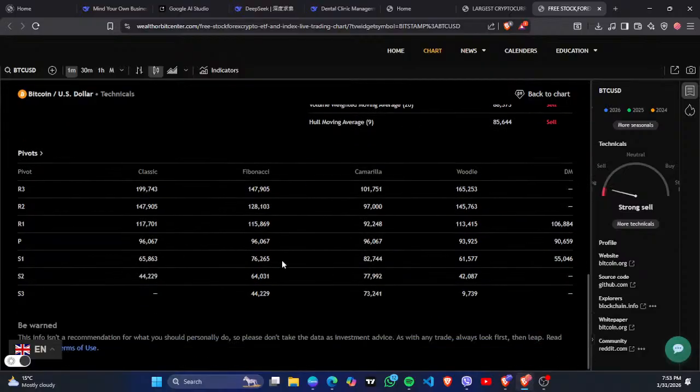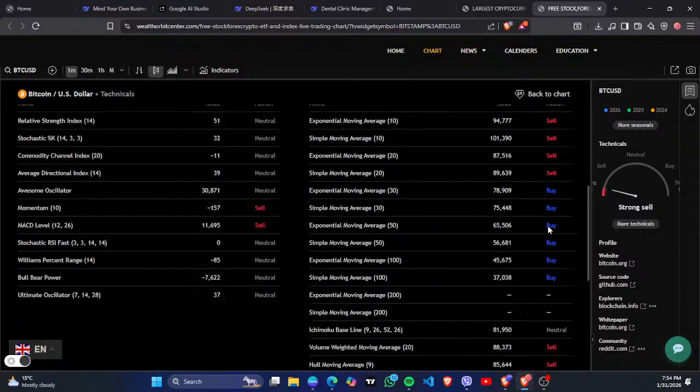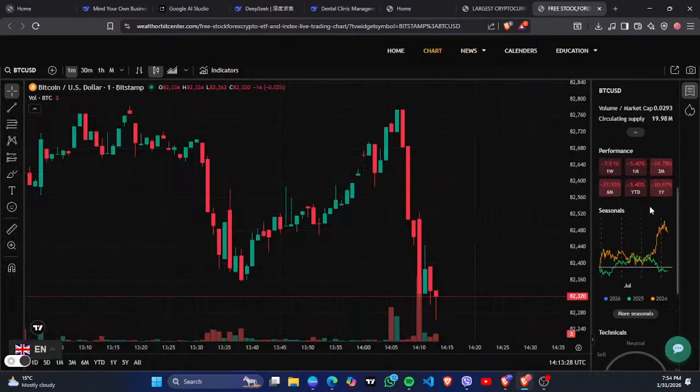Then Ichimoku baseline, resistance third is here, 199. Then second 147, first 117. Pivot point 96,000, support 65, second support 44. Fibonacci retracement also, I'll teach you about Fibonacci retracement: 147, 128, 115, 96, 76, 64, 44, 101, 97, 92, 96, 82, 77, 73, 165, 145, 113, 93, 61, 42, 97, 106, 90. Okay, so you can see this kind of thing written over here.